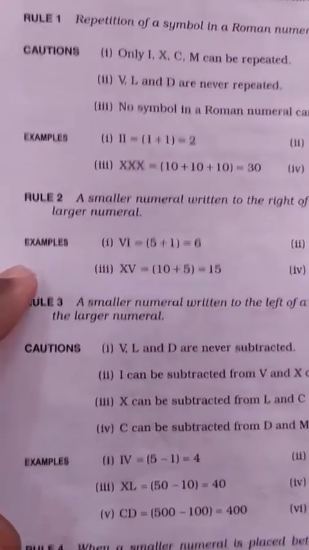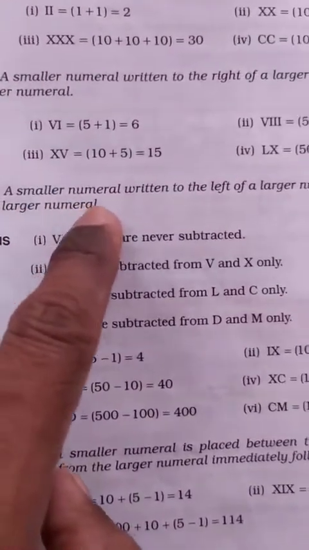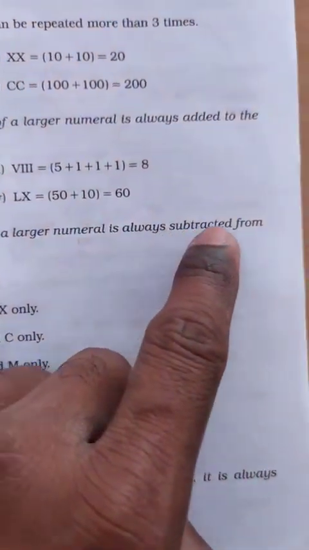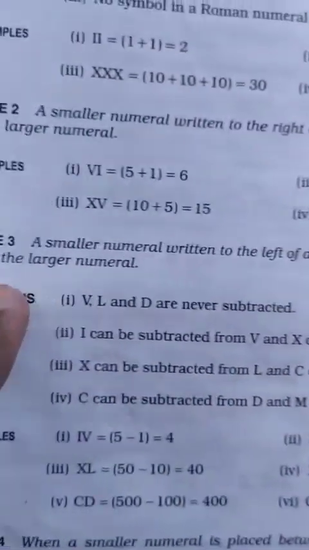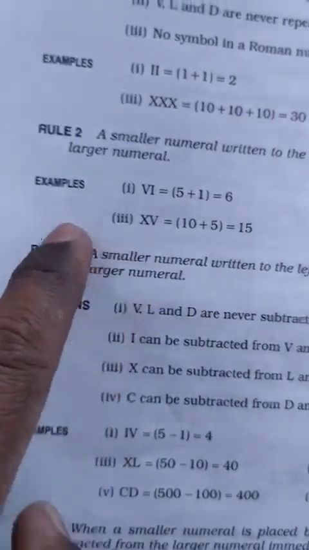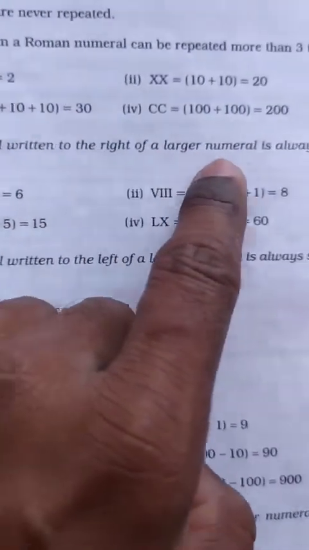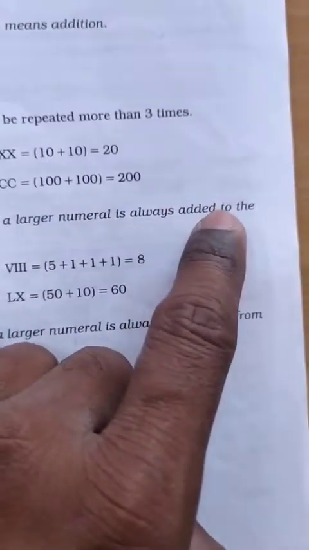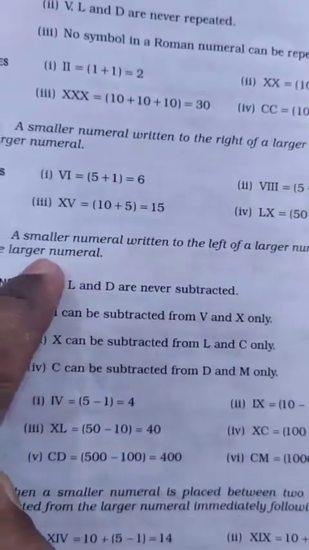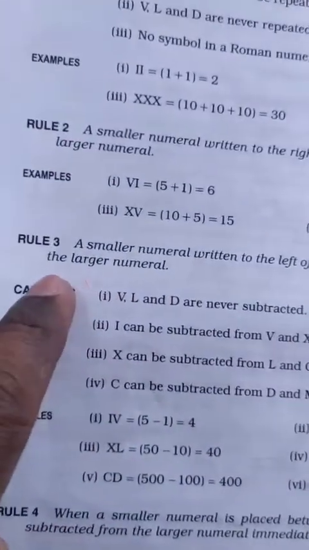Then rule 3 comes. It says a smaller numeral written to the left of a larger numeral is always subtracted from the larger numeral. It means that in rule 2 we studied that a numeral to the right of a larger numeral is always added, and on the contrary, if it is written to the left of a larger numeral, then it is always subtracted from that numeral.